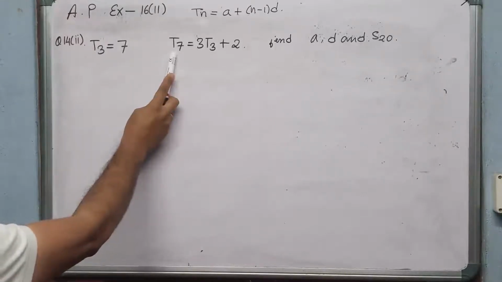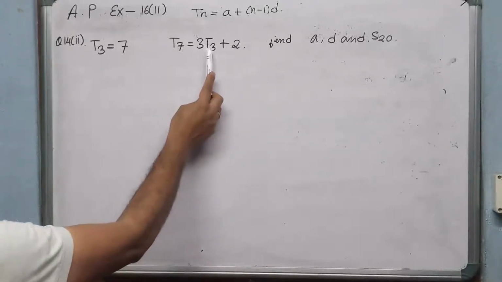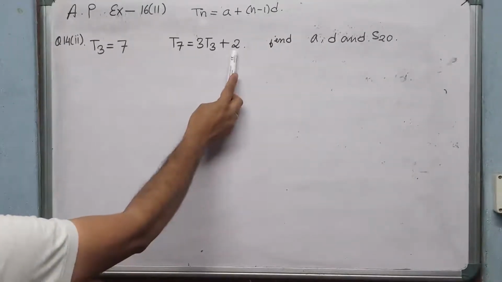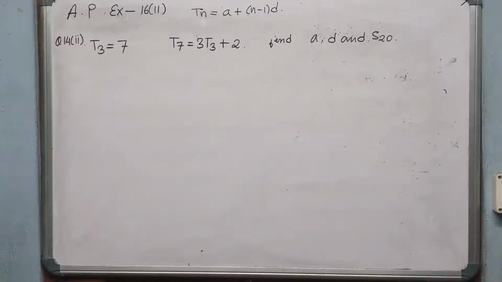exceeds 3 times the third term. The seventh term exceeds 3 times the third term by 2. It is increased by 2. Find a, d, that is, find the first term, common difference and the sum of the 20 terms.